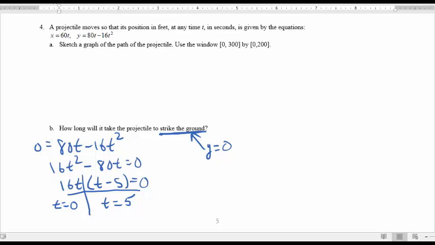But 0 isn't what we're interested in here because this is actually the launch time. So we don't care about that. What we do care about is the 5 seconds. So that's how long it takes to strike the ground, 5 seconds.